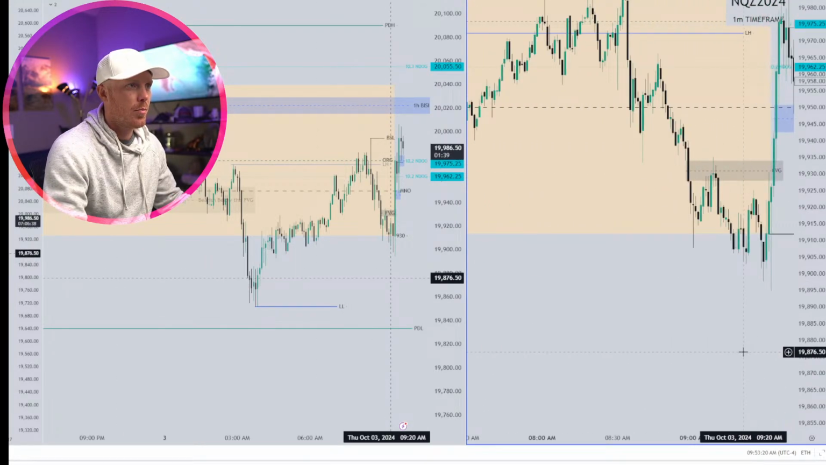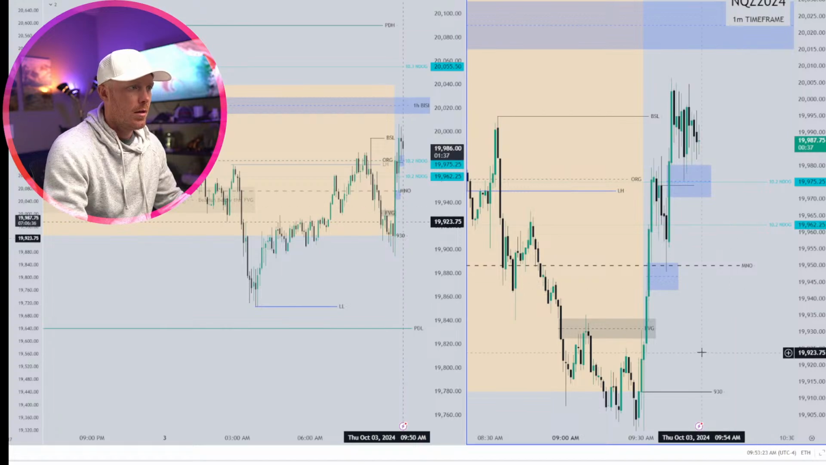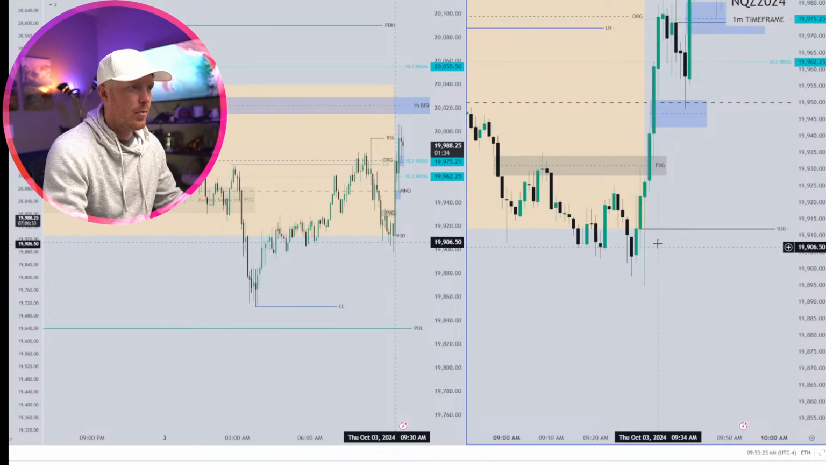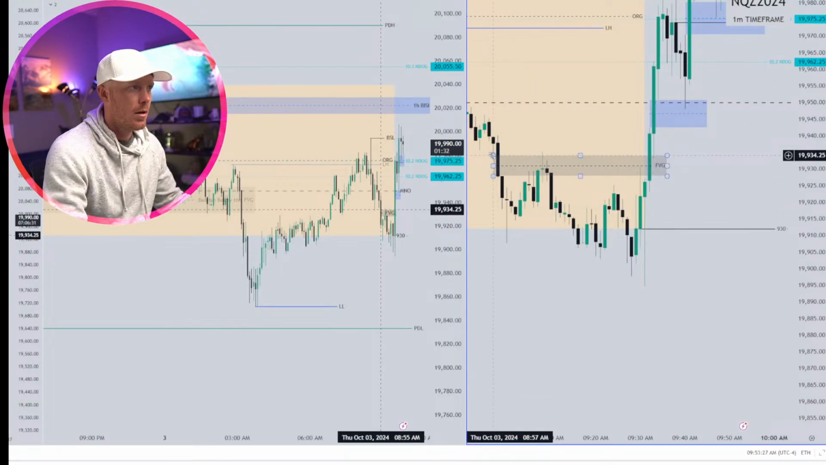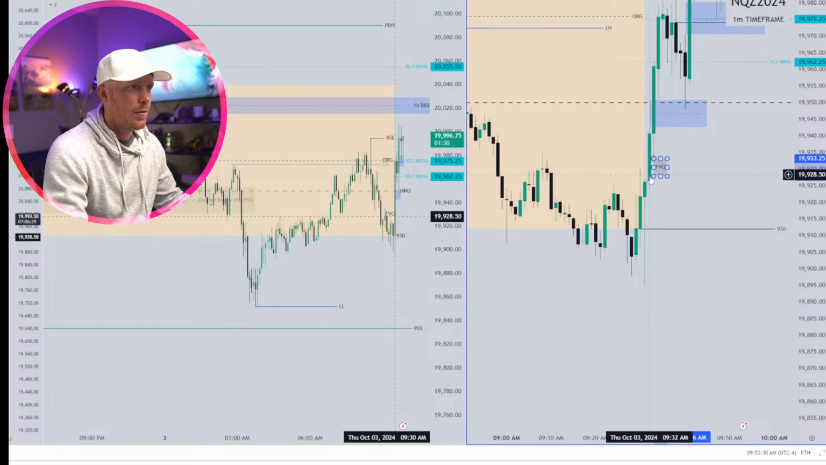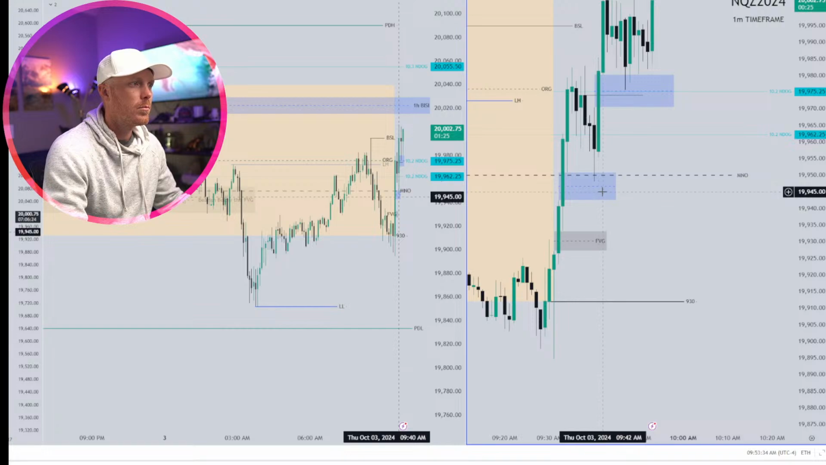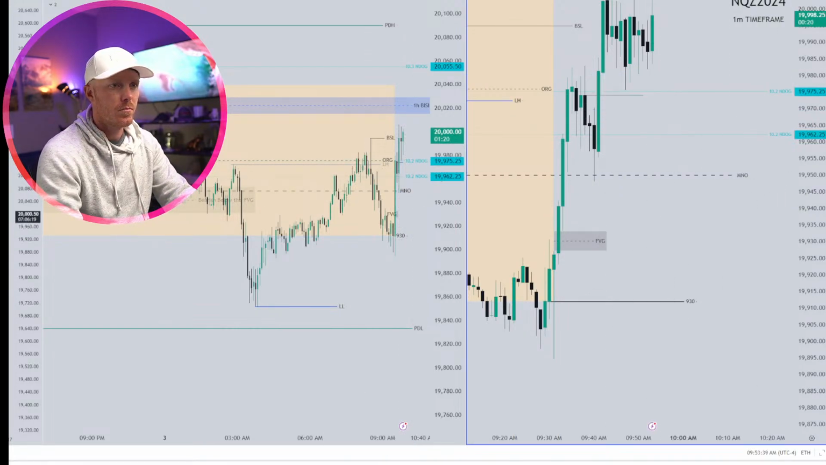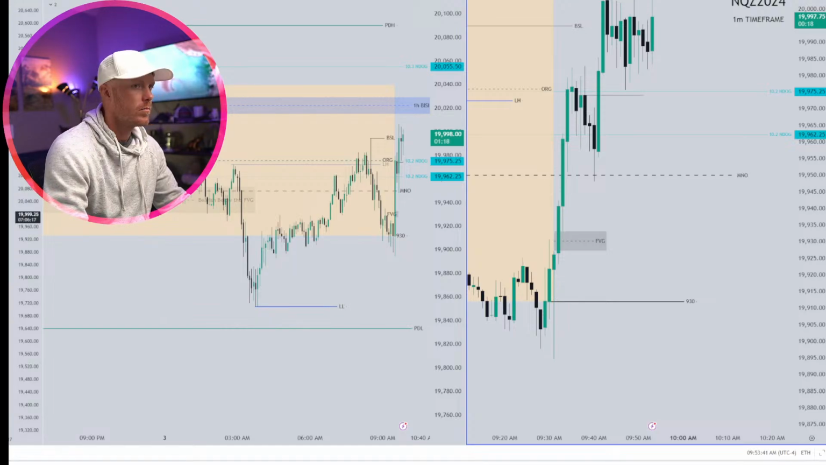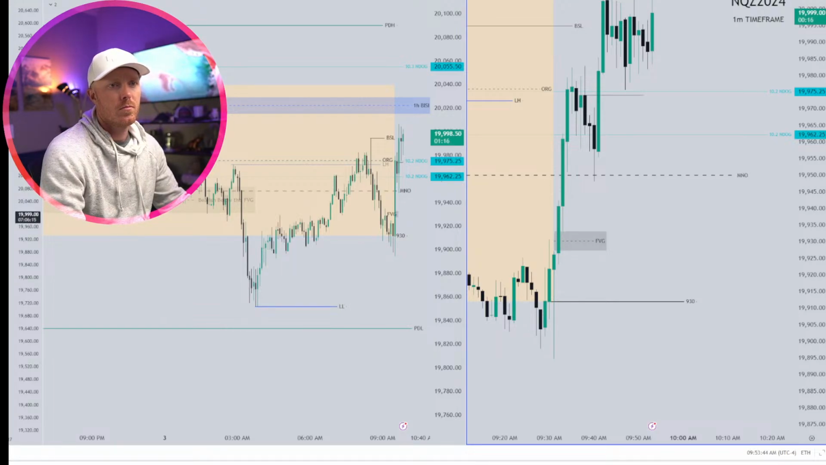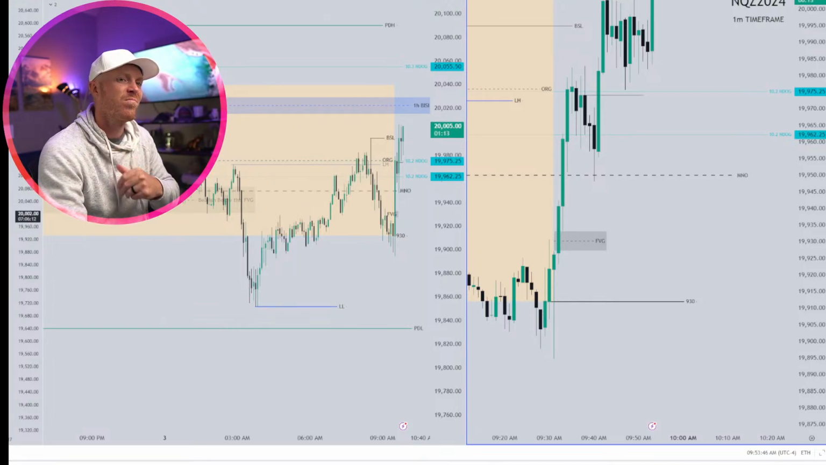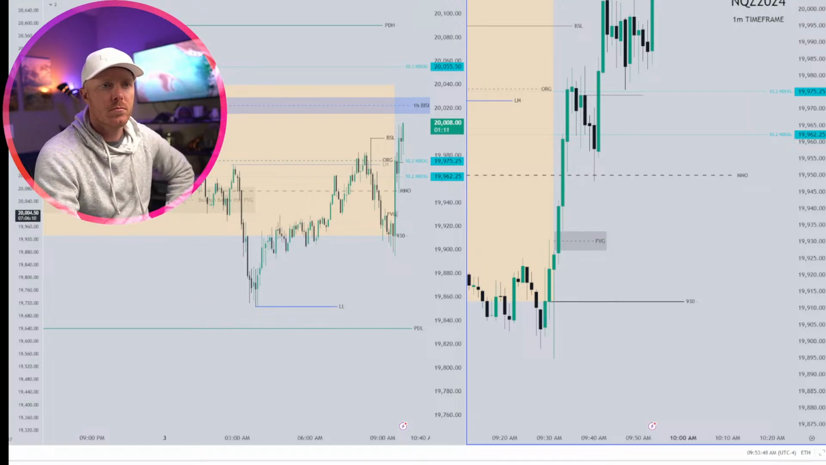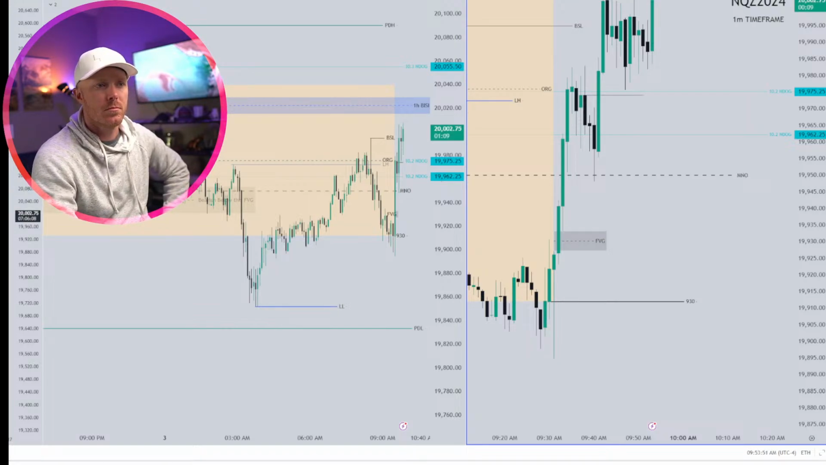Okay, let's see. Where is our price right now? Where's our first fair value gap anyway? Right here. There's our first fair value gap on the day. Well, this sucks.